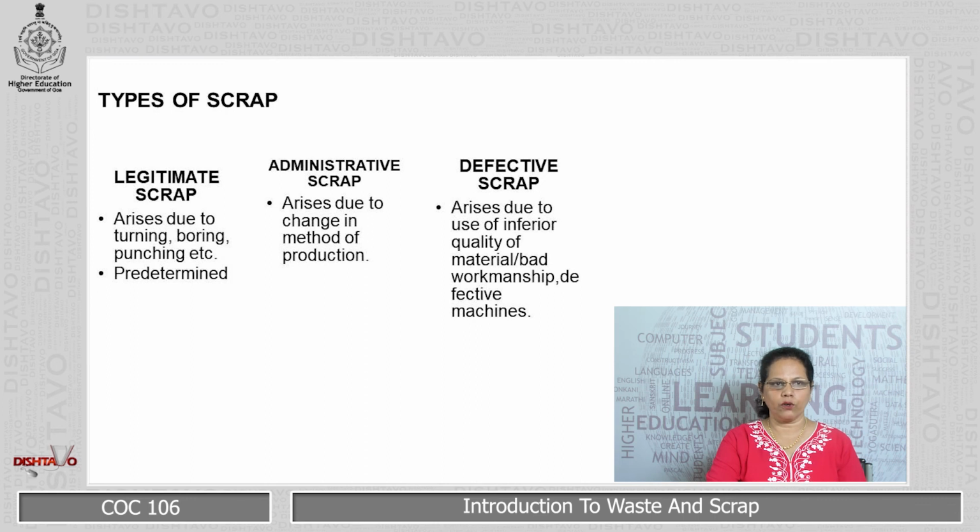Let us now discuss about types of scrap. We have three types of scrap: legitimate scrap, administrative scrap, defective scrap. Under legitimate scrap, it arises due to turning, boring, punching, etc. It is predetermined. Administrative scrap arises due to change in method of production. Third, the defective scrap. It arises due to use of inferior quality of material, bad workmanship, defective machines.